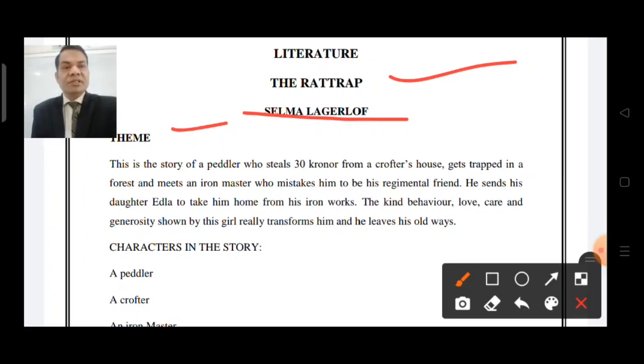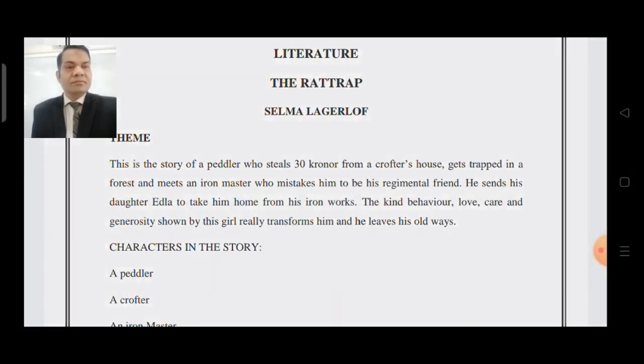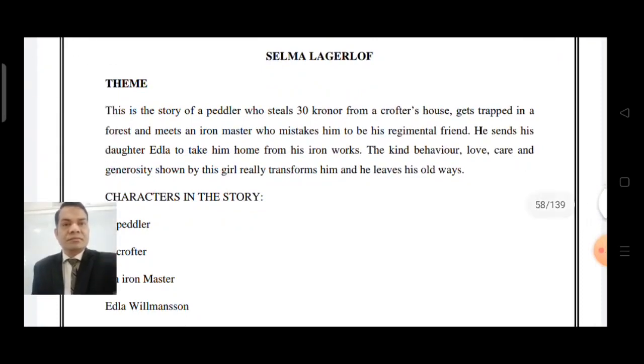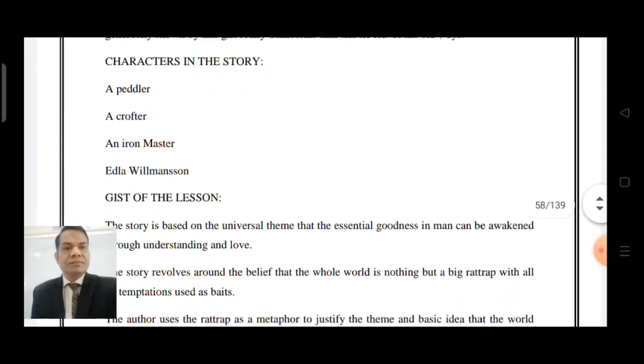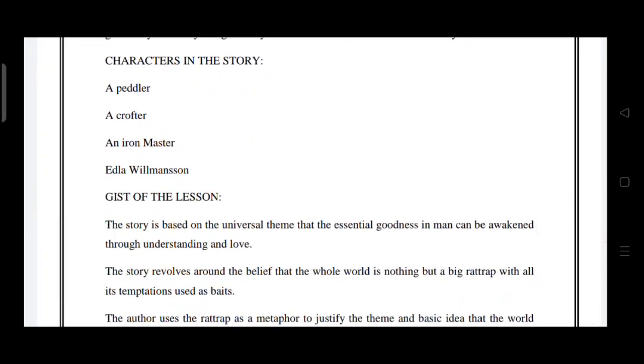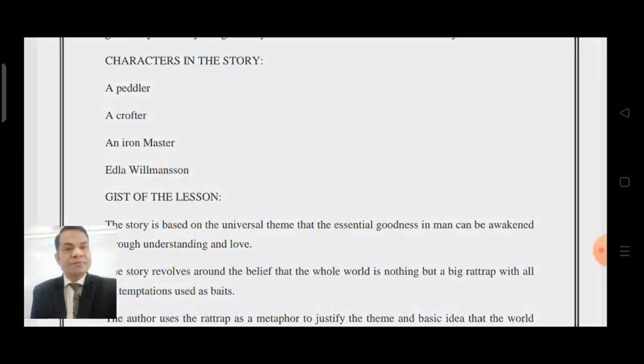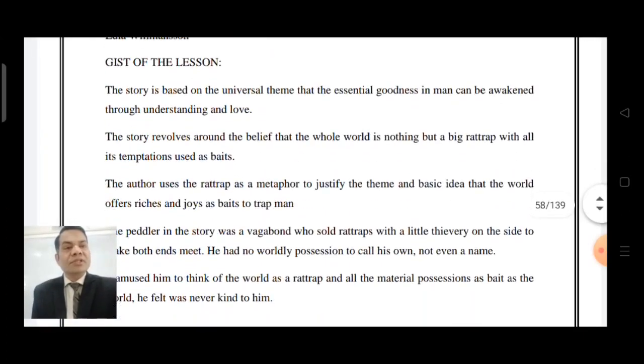Characters in the story: peddler, a crofter, an iron master, Edla Wilmanson. Now what is the gist of the lesson?